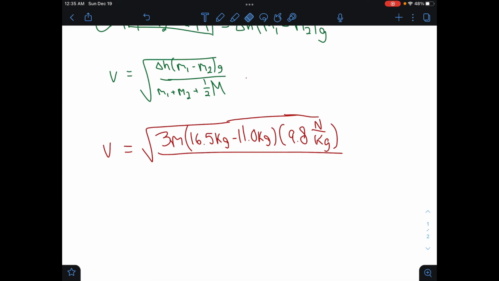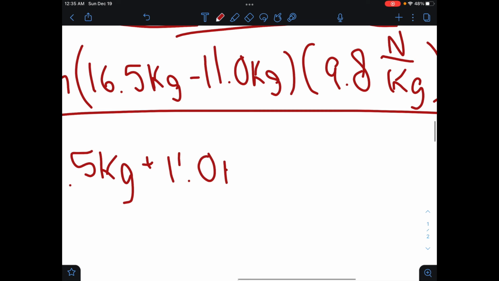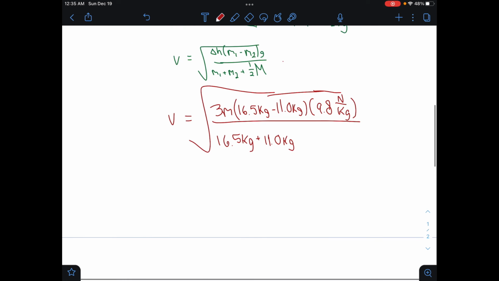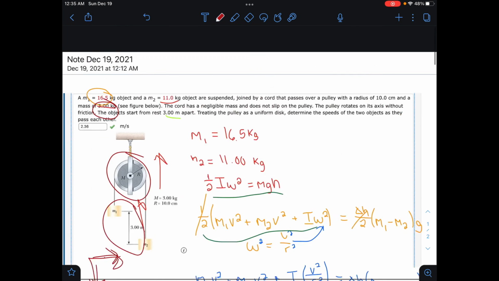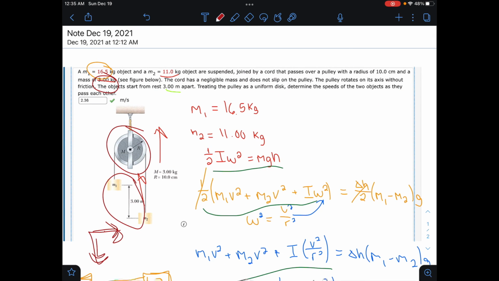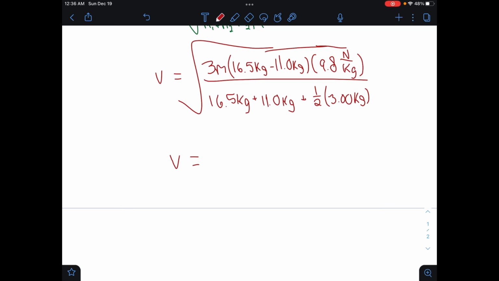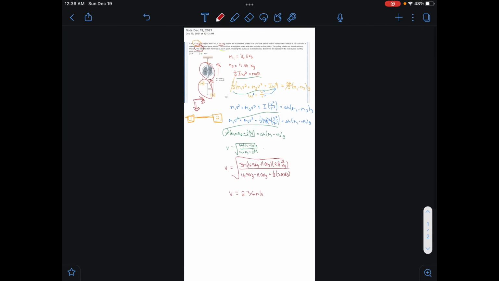Over M1, again 16.5 kilograms, plus the 11.0 kilograms, plus the half mass of the rotating pulley. Then you plug in your values and you get 2.36 meters per second. And then it makes sense to not be crazily fast.